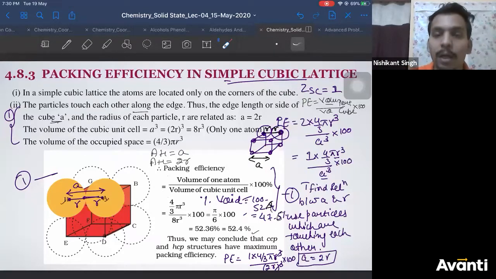Yes, Tanmay, when this question is asked, as I told you, 1 mark is for the explanation part, the assumption part. Let edge length be A, A equal to 2R, all those things. Then 1 mark is for the diagram, which should be mentioned properly. And then 1 mark is for your calculation. Total 3 marks.